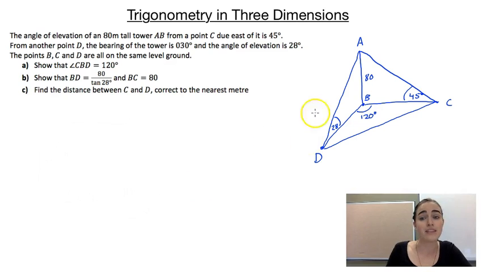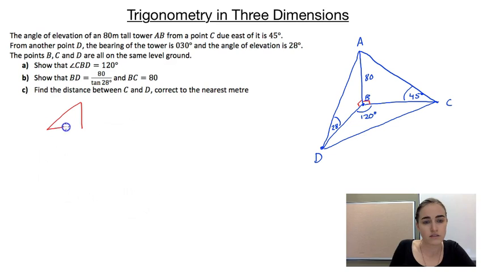Sorry, one thing I left off those diagrams is because B, D, and C are all on level ground, these are both right angles in here. So if I draw in my triangle ABD, just drawing our 2D version now, we've got our 80 metre tower here. This is D, B, and A, and we've got our 28 degrees here.